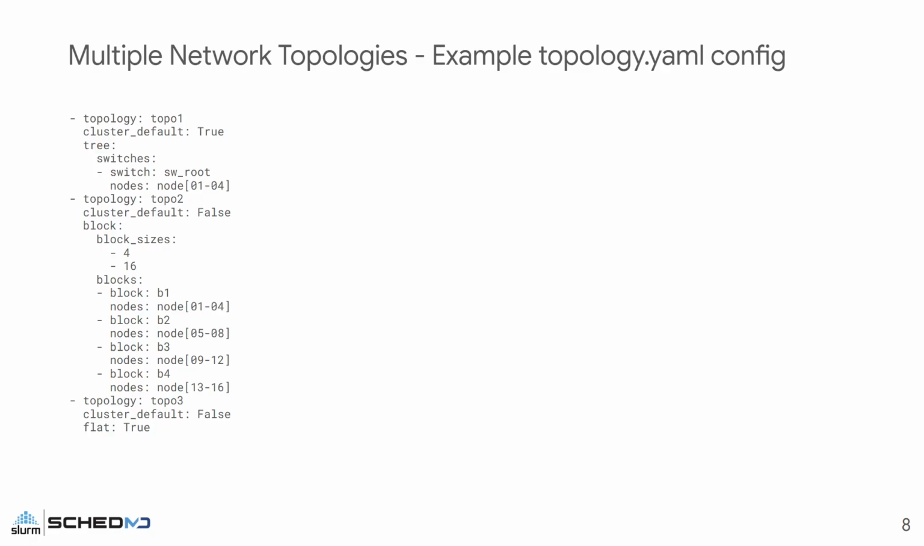Topology.yaml is used in this case instead of the older topology.conf format. You can see in this small example snippet here, there are 3 different topologies that have been named creatively as Topo1, Topo2, and Topo3. Topo1 is running the switch plugin, Topo2 is running the block plugin. Topo3 is not really running a plugin at all. It introduces this idea of a quote-unquote flat topology as just a topology that has no actual topology to it, which can just be used as a default override to say don't respect and don't schedule against the network topology.